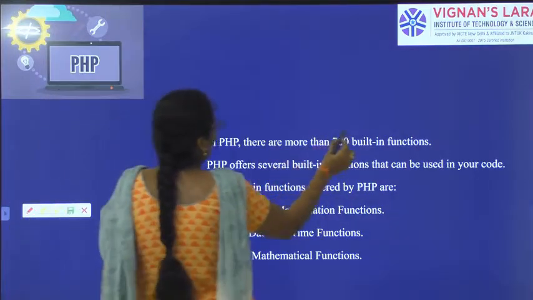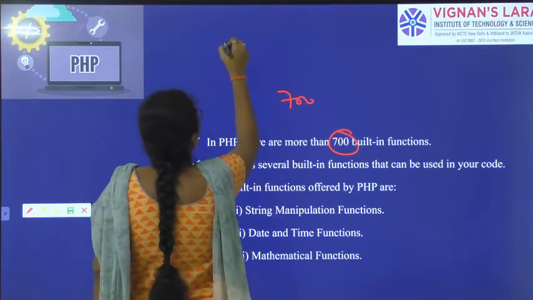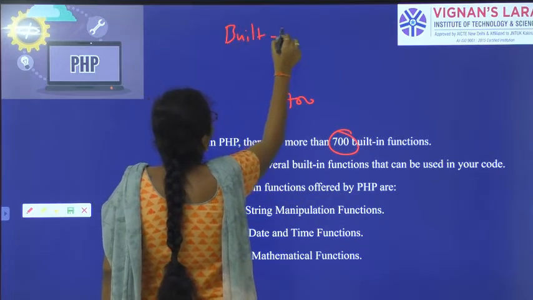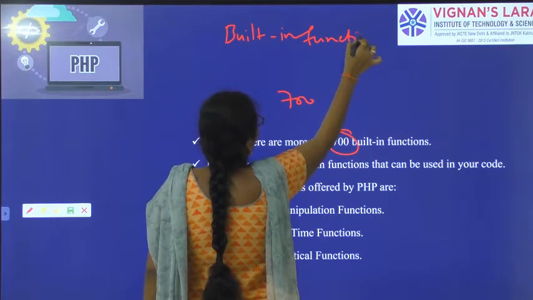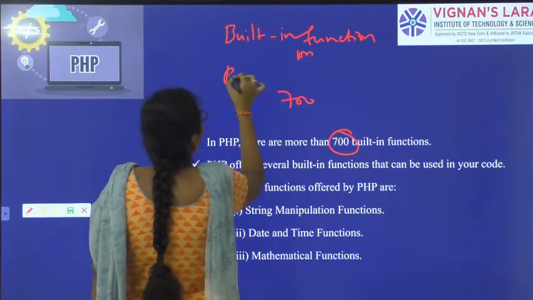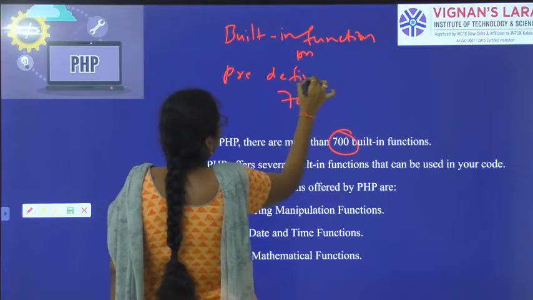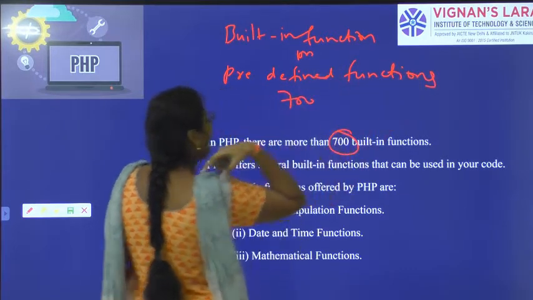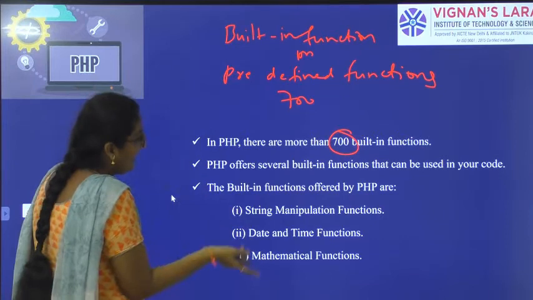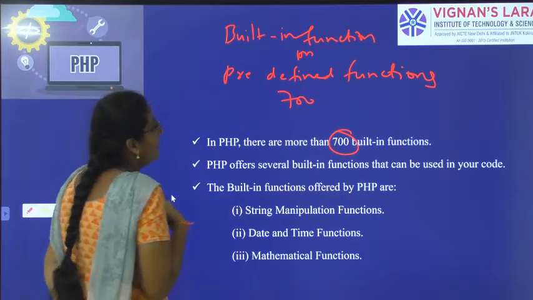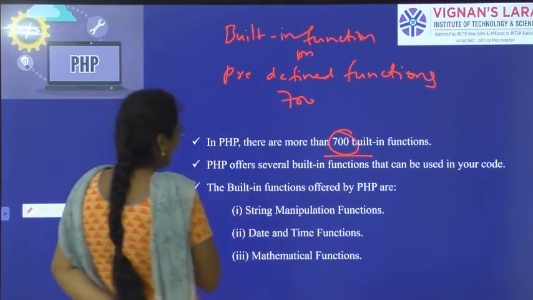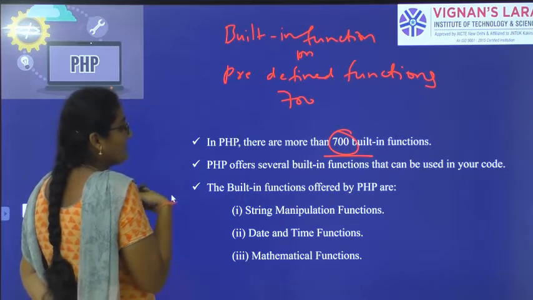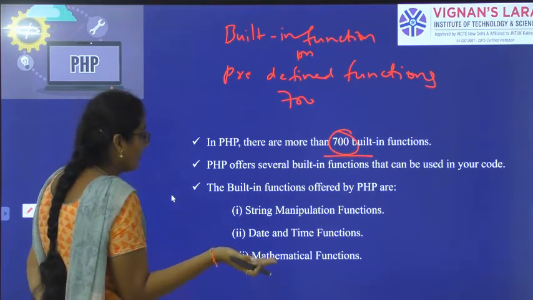PHP has 700 built-in functions, also called predefined functions. Predefined functions are already defined in PHP. So we have 700 predefined functions. PHP offers several built-in functions to use in your code.